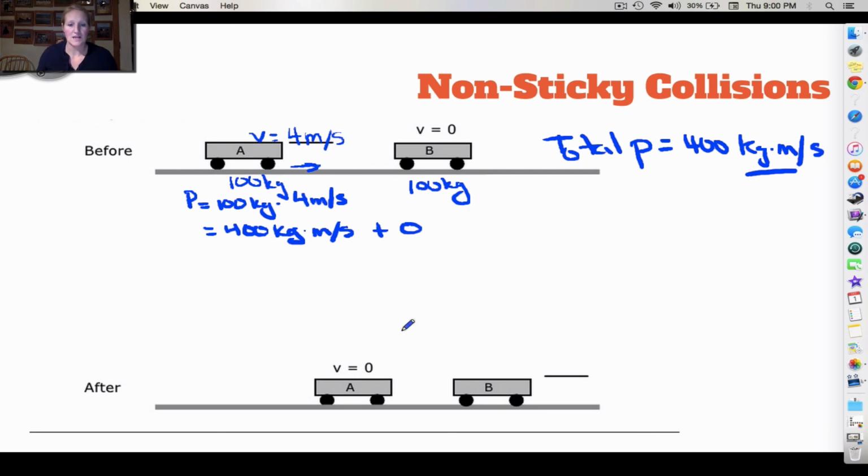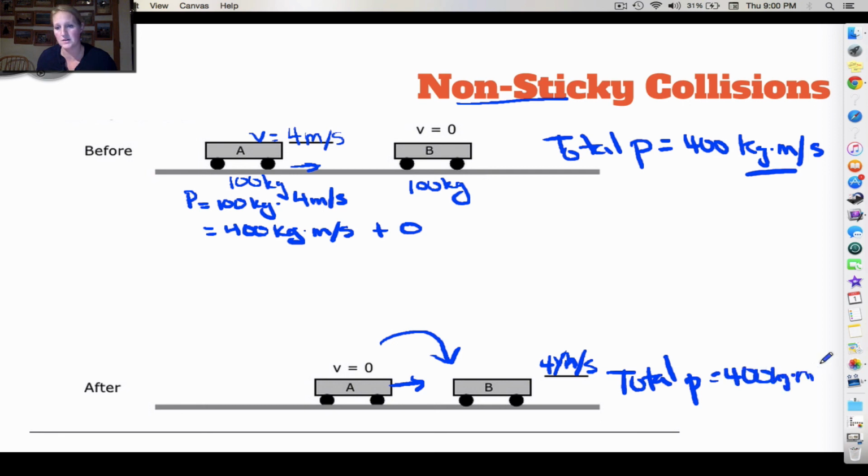Let's say that it does crash right into cart B, which had no momentum at all. It wasn't moving at all. Assuming that there are no outside forces, meaning it's not sticky, there's no friction, there's nothing happening here, cart A will transfer all of its momentum to cart B, and so now cart B is going to be moving at 4 meters per second, and cart A will have no velocity whatsoever. And so between the before scenario and the after scenario, according to our conservation of momentum, we know that there will still be a total P of 400 kilogram meters per second. And so all of that momentum was transferred over to cart B.